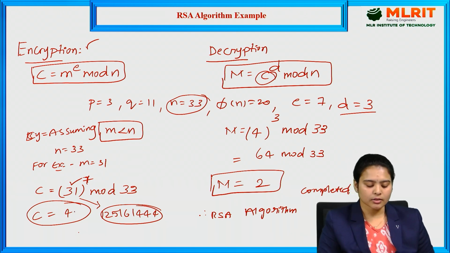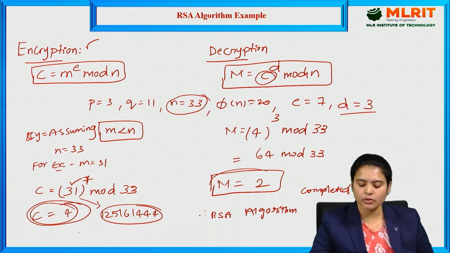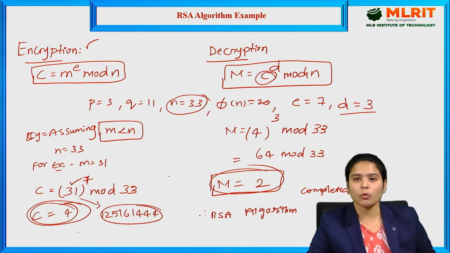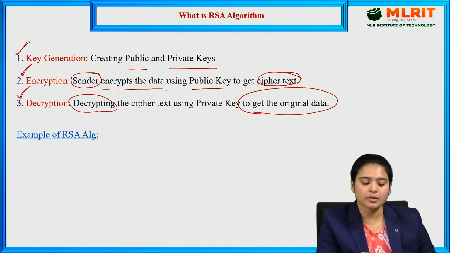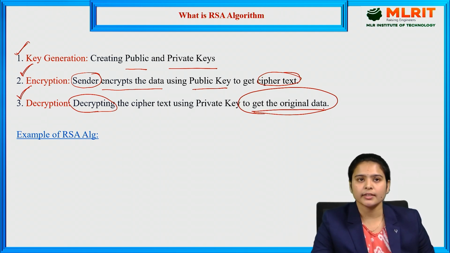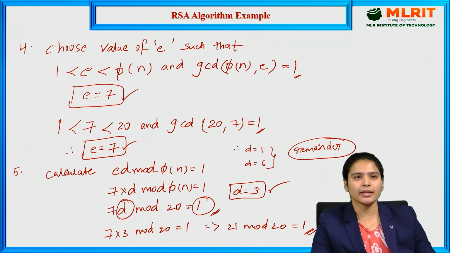So we got C equals 4 and M equals 2. So what is the main basic theme of this? The sender encrypts the data to get the ciphertext, and the receiver decrypts the ciphertext using the private key to get the original data. So we have seen the example also.